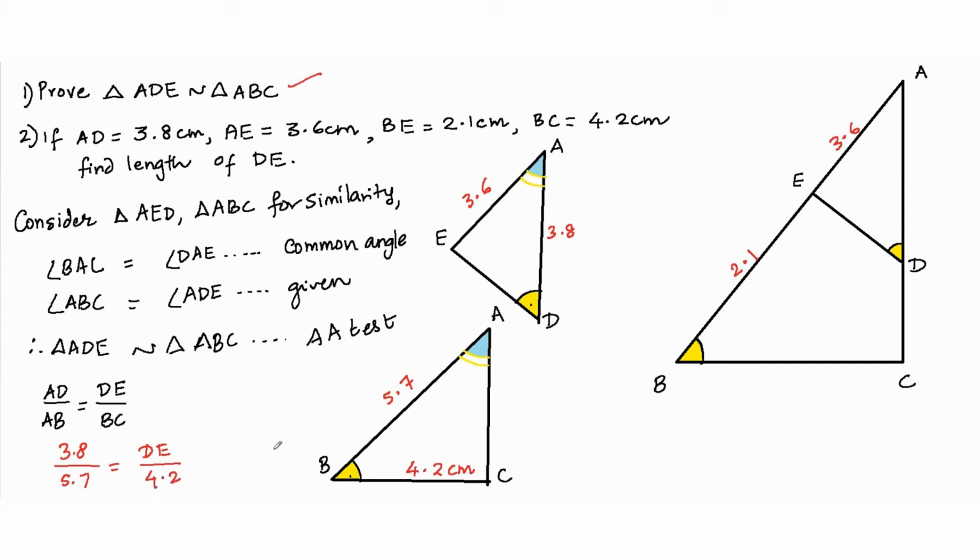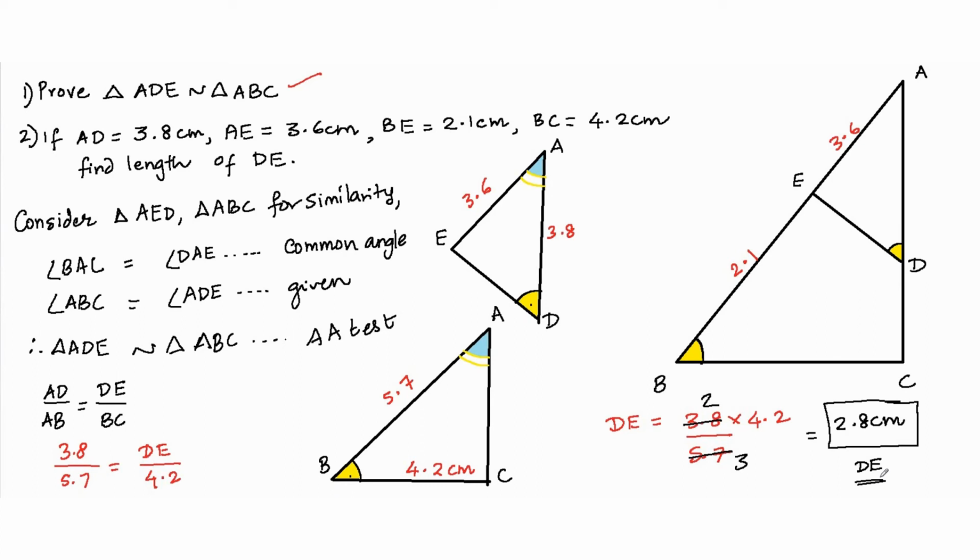So now if you perform your calculations, I can cross multiply. Therefore, DE would be equal to 3.8 into 4.2 divided by 5.7. And now 5.7 and 3.8 cancel by 1.9, which is 2 by 3. And therefore, this becomes 8.4 divided by 3, which is 2.8 centimeters. So the value of DE is 2.8 centimeters.